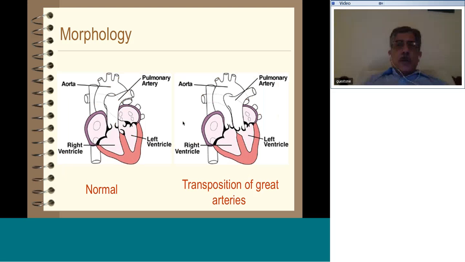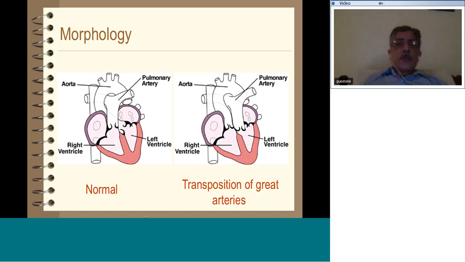As you're all well aware, the morphology of transposition of the great arteries is that there is a condition where there is atrioventricular concordance, but there is ventricular arterial discordance. So essentially the right ventricle is connected to the aorta and the left ventricle is connected to the pulmonary artery, effectively resulting in a circulation that runs in parallel rather than in series.